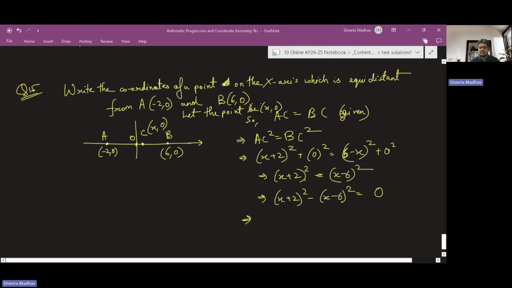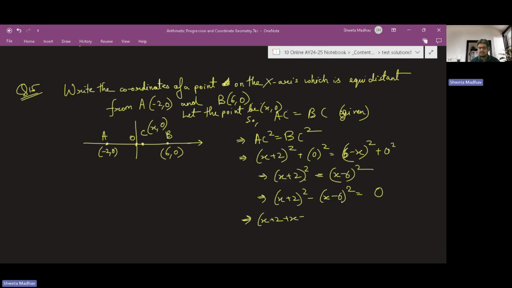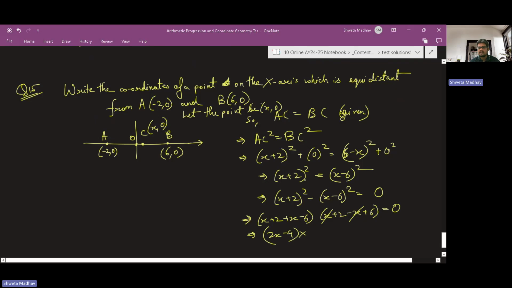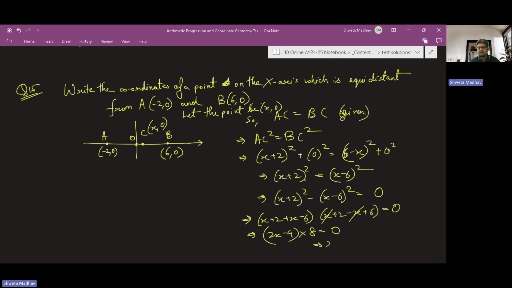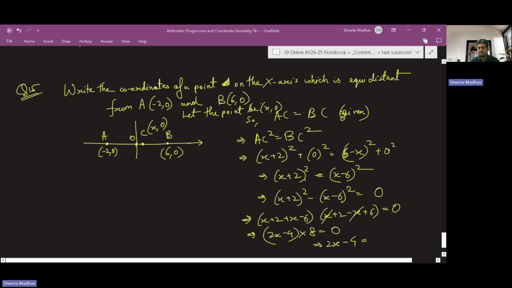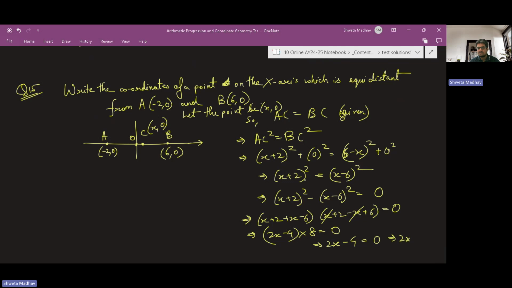So it means you can write a square minus b square as a plus b into a minus b. That is x plus 2 plus x minus 6 into x plus 2 minus x plus 6, that is equal to 0. So x and x will get cancelled. Here this will be 2x minus 4 into this is 8, that is equal to 0. So it means 2x minus 4 equal to 0. So 2x is equal to 4. So it means that x is equal to 2.